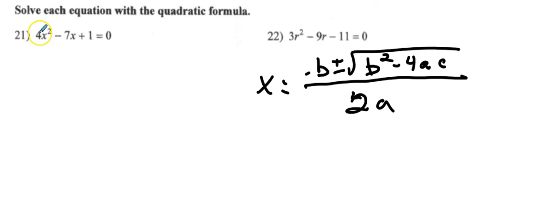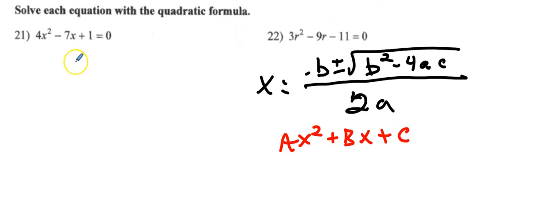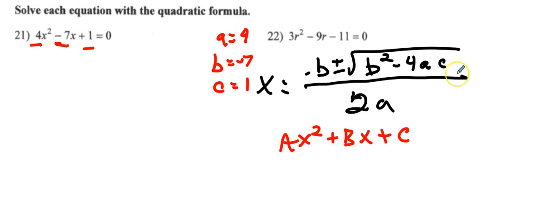Let's identify our variables. So remember also, standard form is ax squared plus bx plus c. So in this case, our a is 4. Our b is negative 7. And our c is 1. Now we're just going to plug it all into this equation.